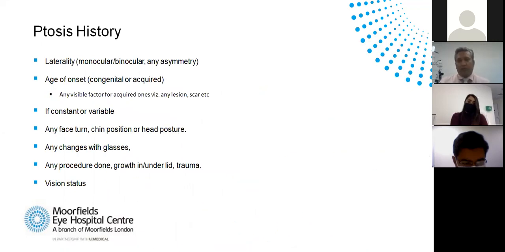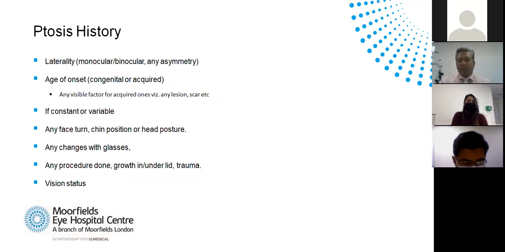Now, the other part, the patient may come with a droopy lid or ptosis. Ptosis is when the eyes are not opening fully or as much as they should. So in this patient, we need to ask if it is monocular or binocular, like one eye only or both eyes, or if in both eyes there is any asymmetry, say one eye is more closed than the other. Then the age of onset, like when the condition first appeared, if it was since birth or later on. And if it is constant or variable, let's say the eyes are more droopy towards the end of the day, or it is constant throughout.